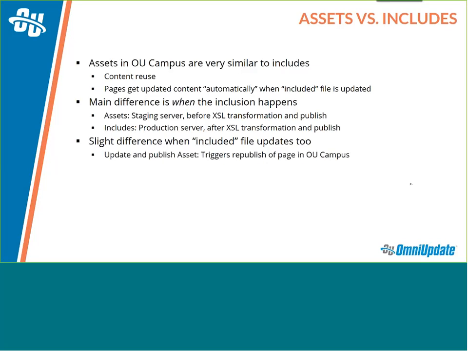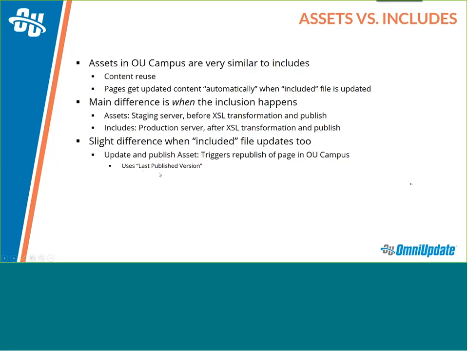So for an asset, as an example, when you update and publish that asset, it's actually going to trigger a republish of the page in OU Campus because, of course, the publishing is what actually is giving us our new information on the live site. And so if the asset gets updated, you have to have the pages published in order to get that new data. So that's kind of one thing that happens with assets.